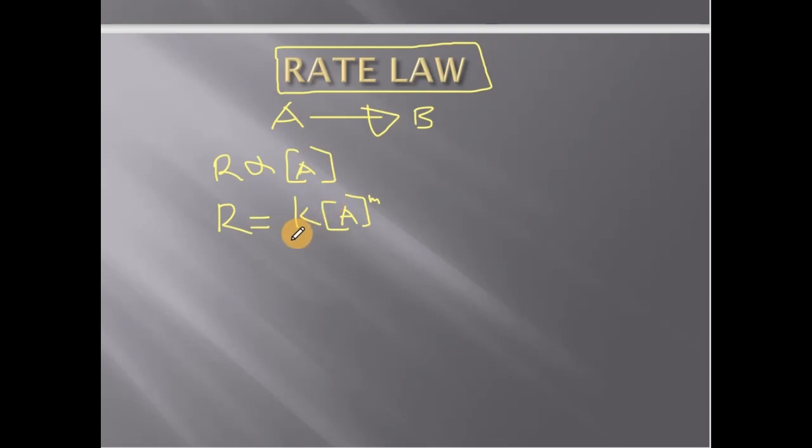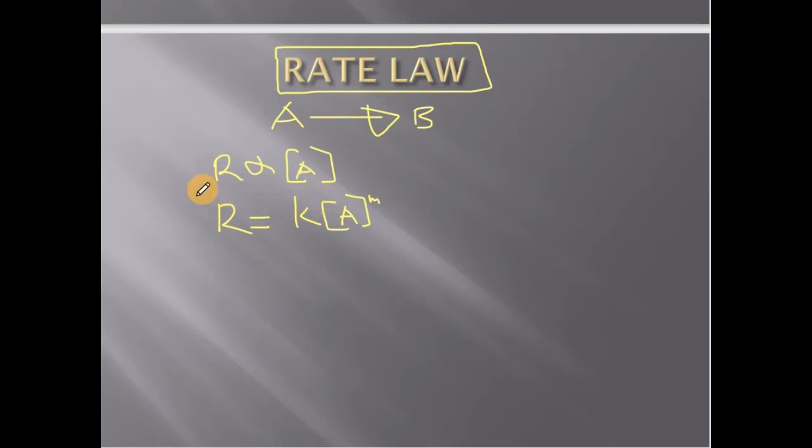We have what we call the rate constant K, which is basically affected only by the temperature of the containing medium, or the reaction medium. How the rate constant is affected by temperature is explained by the Arrhenius equation, which we are going to look at in the next video.